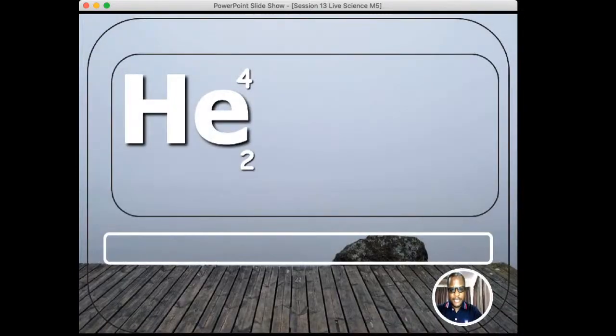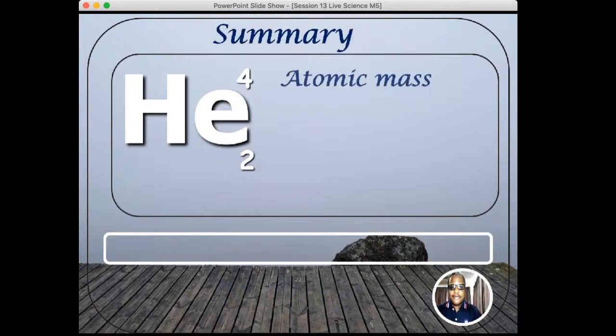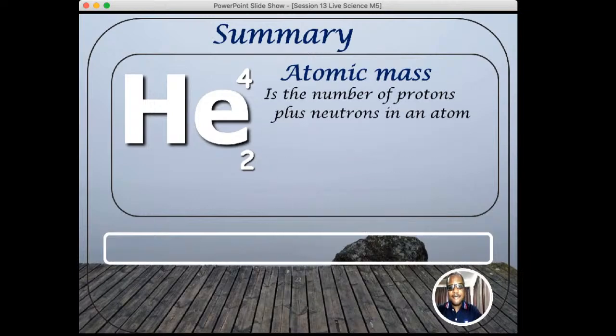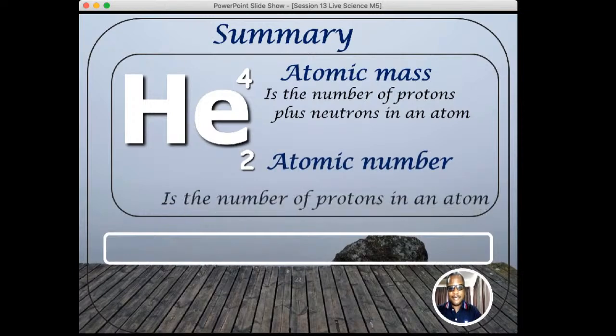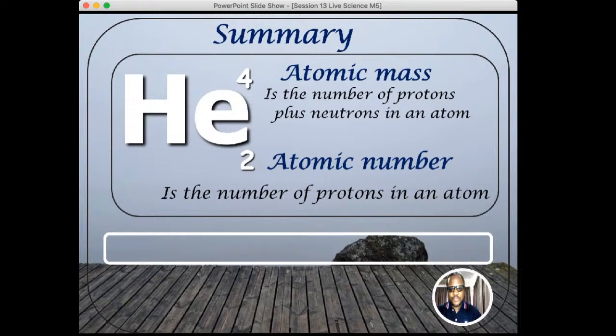To recap on what we have just learned in the last few minutes, the atomic mass, or the mass number, is the number of protons plus the neutrons in an atom. The atomic number is the number of protons in an atom. We've also found out that the number of electrons is equal to the number of protons in a neutral atom.